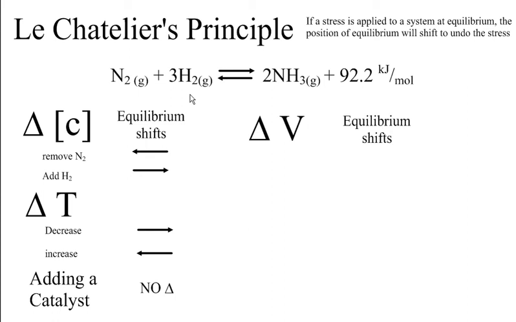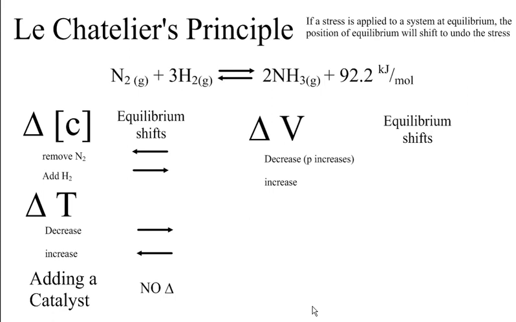So what happens is, if I increase the volume, sorry, for copy and pasting sake, I'm just going to do decrease first. So if I decrease the volume, what does that do to the pressure? If I decrease the volume, I'm going to push down on this gas. That means that it's going to increase the pressure. What can this system do to undo that stress, to relieve some of that pressure? It can go to the side with the least number of moles of gas.